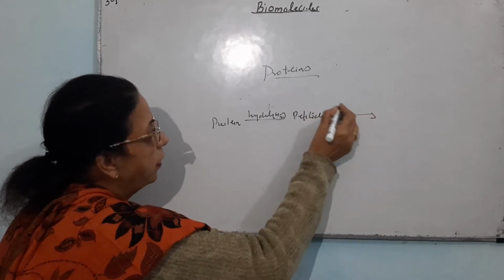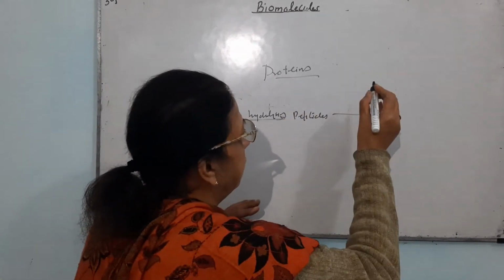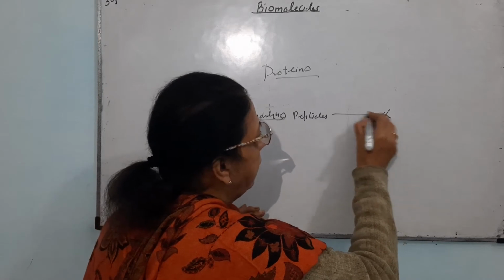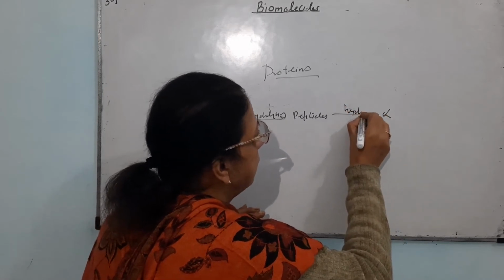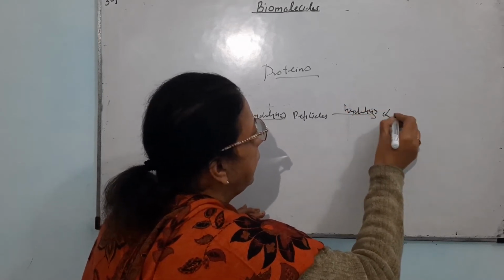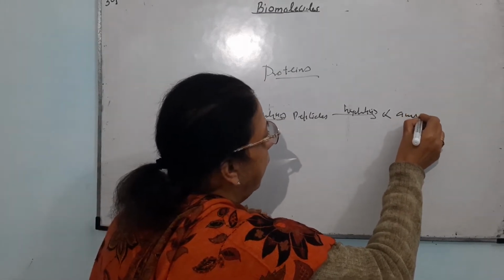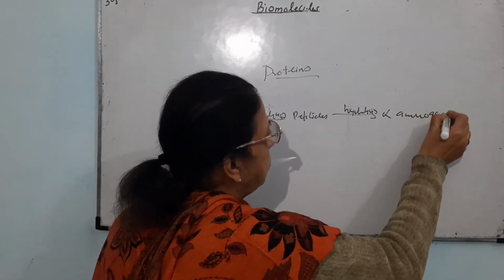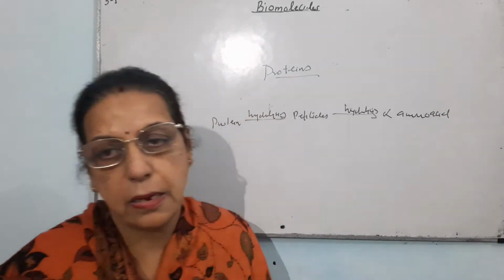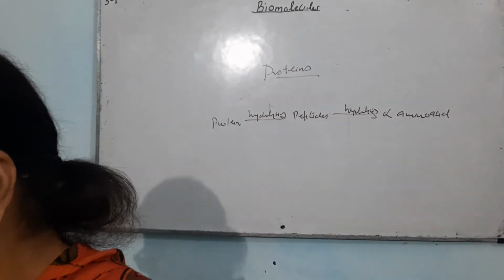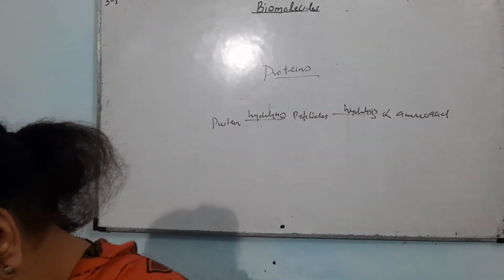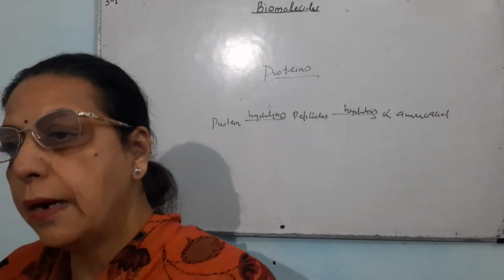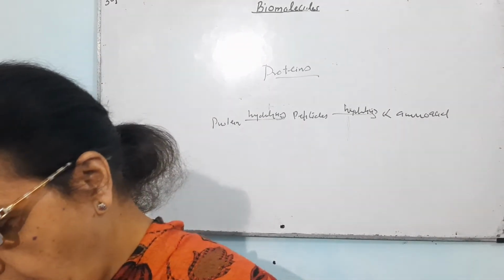And if the hydrolysis of peptides is done, these are converted, again by hydrolysis, into alpha amino acids. So, the proteins are made by the combination of alpha amino acids. Now, there are a large number of amino acids.